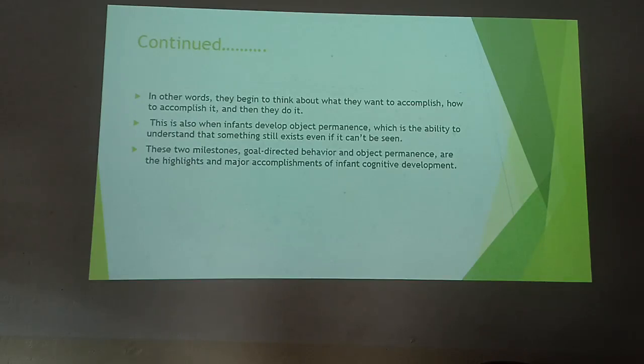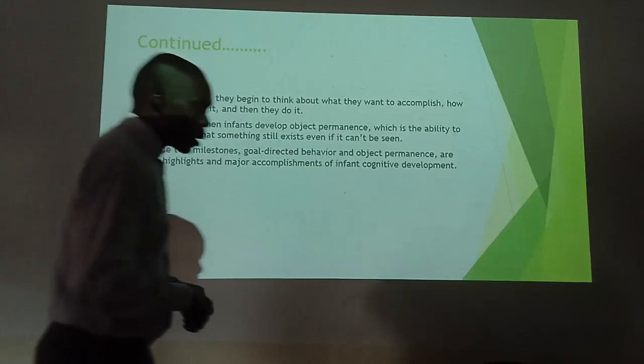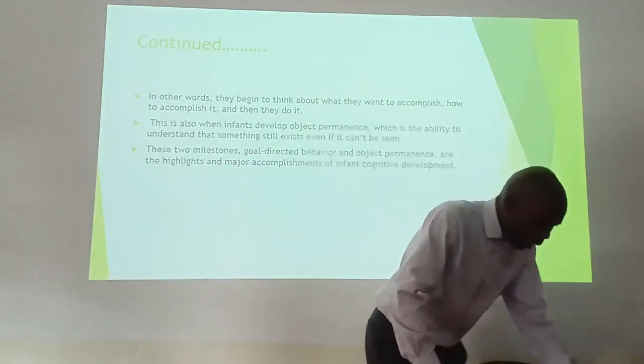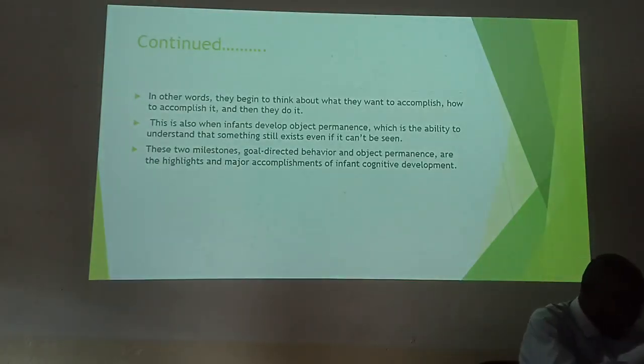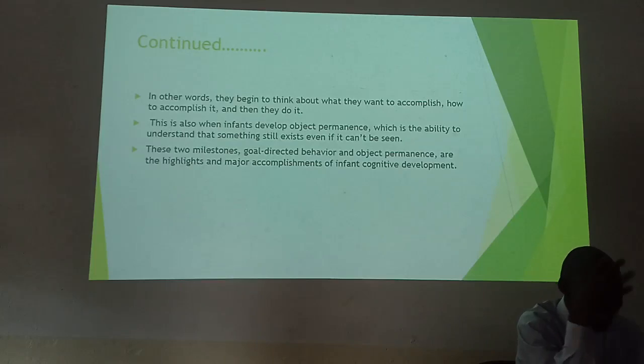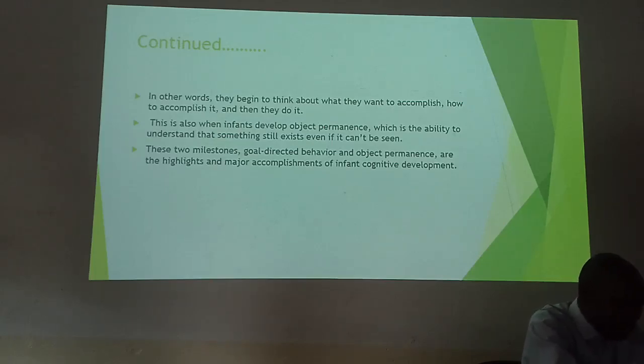So you see her going around in search of the phone, because it has been registered, and she knows the phone is around her, though she can't see it. And that one is so-called object permanence. Once again, object permanence is one of the highlights and major accomplishments of infant development.